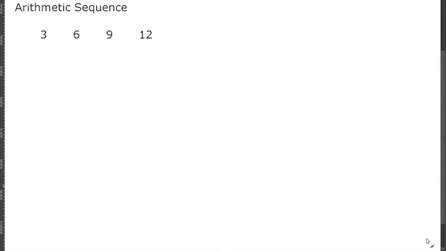Let's look at 3, 6, 9, 12. To get from 3 to 6, we're adding 3. To get from 6 to 9, we're also adding 3. And to get from 9 to 12, we're adding 3 again. So there is a common difference of 3 for the sequence.